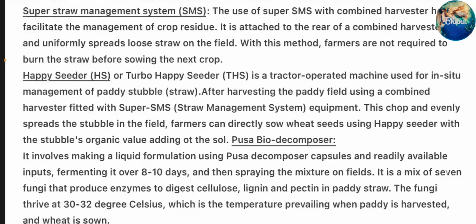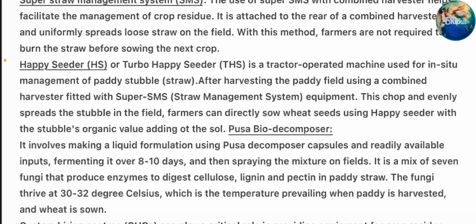Happy seeder or turbo happy seeder is a tractor operated machine used for in situ management of paddy stubble after harvesting the paddy field using a combined harvester fitted with super SMS equipment. It chops and evenly spreads the stubble in the field. Farmers can directly sow wheat seeds using the happy seeder, with the stubble adding organic value to the soil.